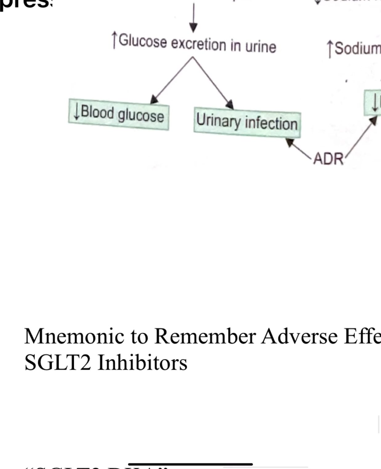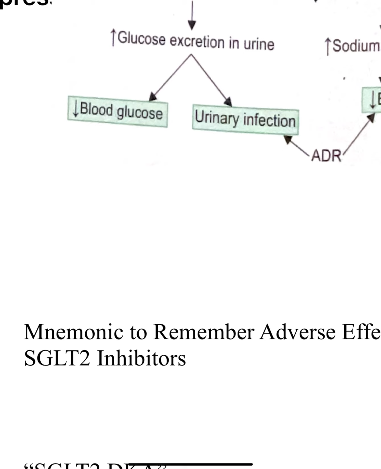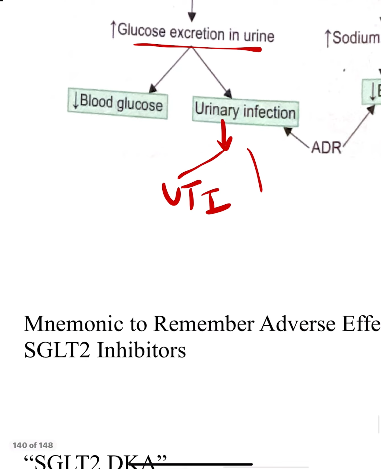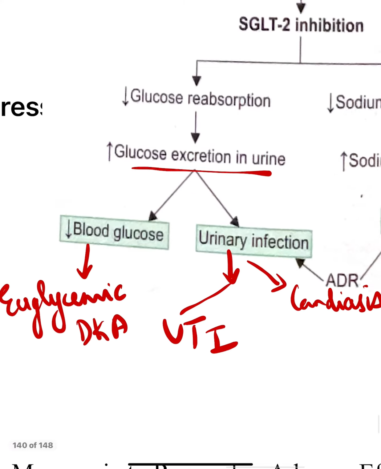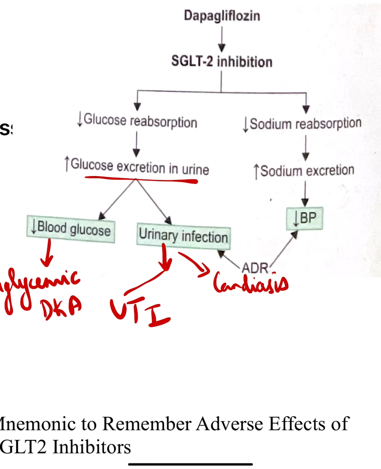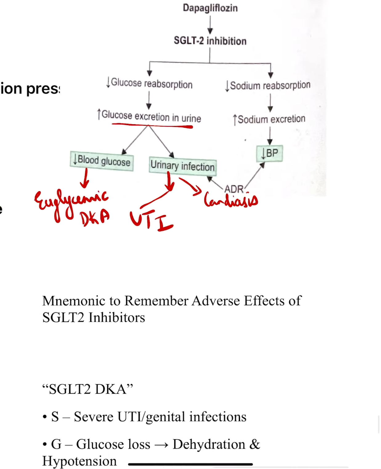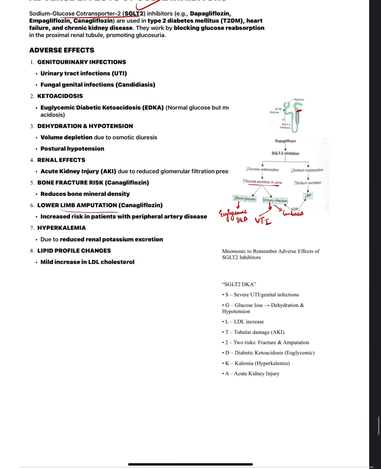Because of increased glucose in the urine, there's an increased chance of genitourinary infections. That could manifest as UTI, or it could manifest as candidiasis. And if there's reduced blood glucose, it can manifest as euglycemic ketoacidosis. So I try my best to remember it this way. Sodium and glucose, with respect to that, what are the adverse effects that could be seen? If there's reduced BP, there could be hypotension.